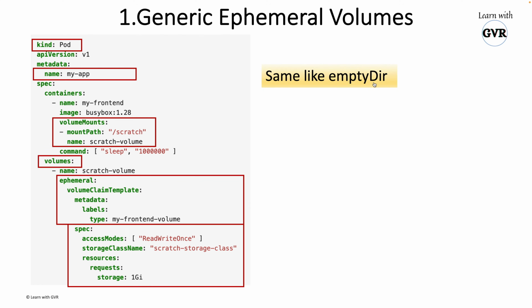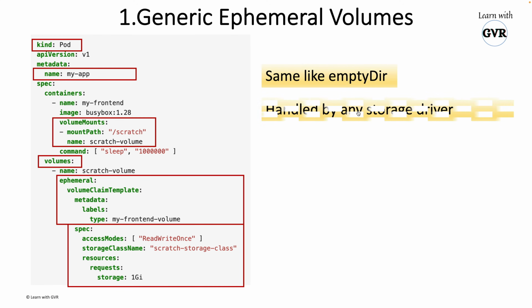So what is an empty directory? In CKA we learned that with an empty directory, whenever you delete the pod, automatically the empty directory will be deleted, and the empty directory volume will be shared among the containers. One volume can be shared with multiple containers, and most important, when the pod is deleted, this volume will be deleted. That's the same as the generic ephemeral volume.